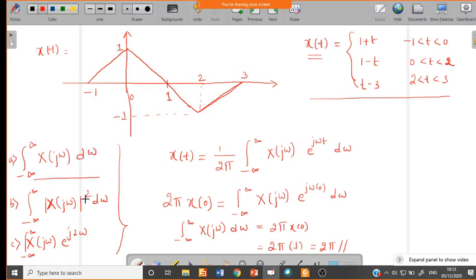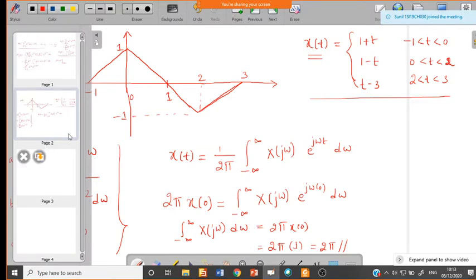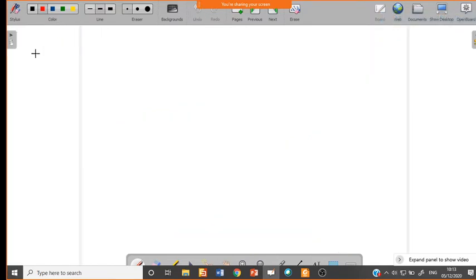Now take the second one. Try to compute the value of integral x of j omega square into d omega. Use Parseval's theorem for this and try to compute. So now we need to find out the integral from minus infinity to plus infinity of x of j omega square into d omega, right? We know Parseval's theorem, which is the integral from minus infinity to plus infinity of x of t magnitude square.